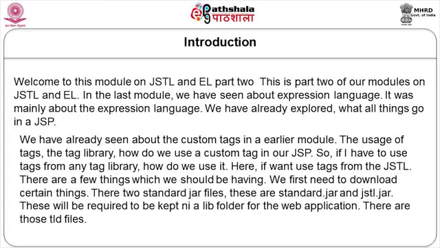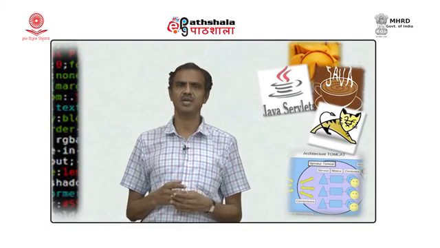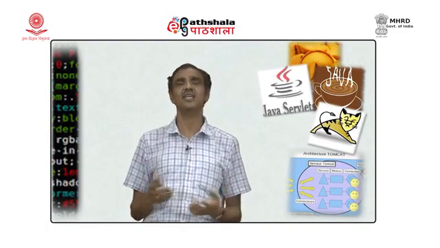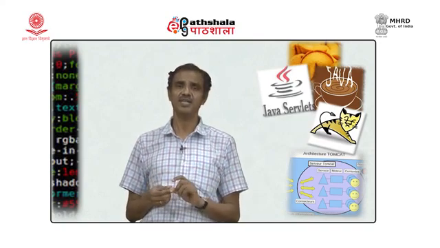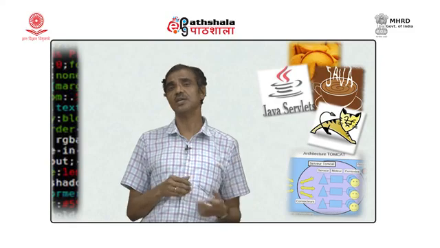Even we had explored what all things go in a JSP, so I will not repeat all those things. We understand what all things can go in a JSP. We have already seen about the custom tags, the usage of a tag library. How do we use a custom tag from a tag library in our JSP? If I have to use tags from any tag library, how do we use it? We have already seen that.